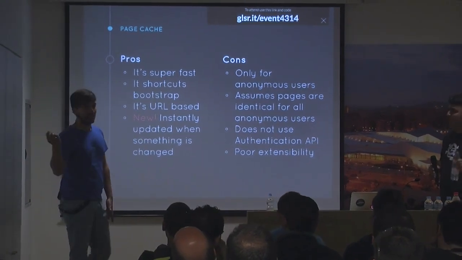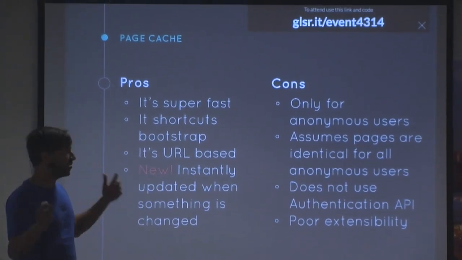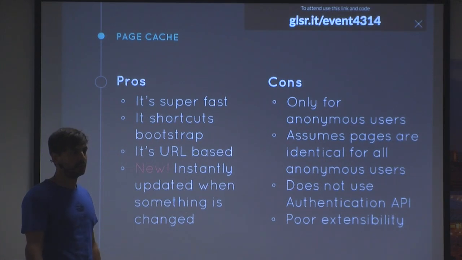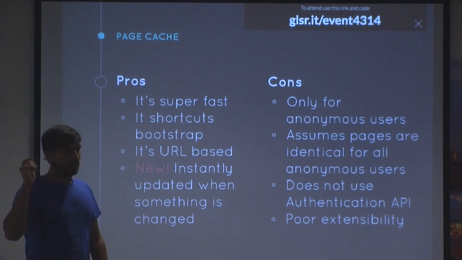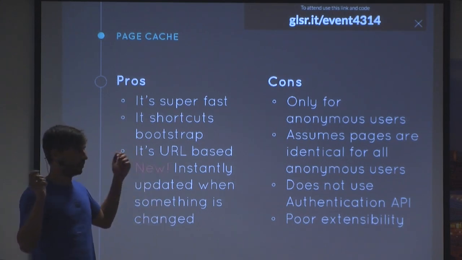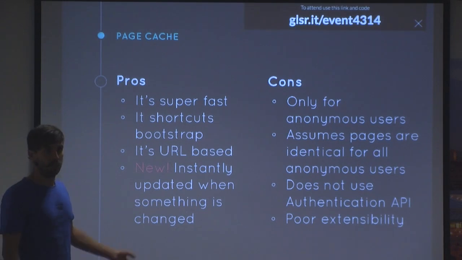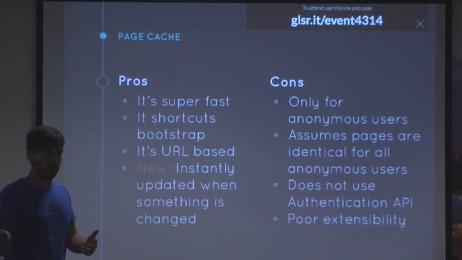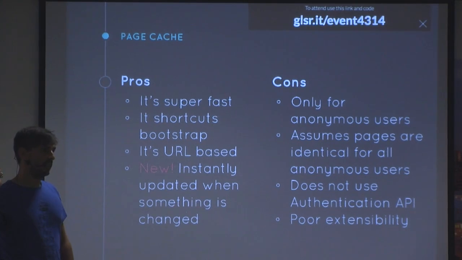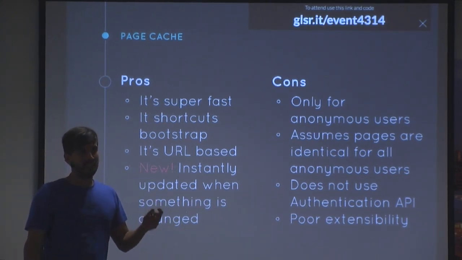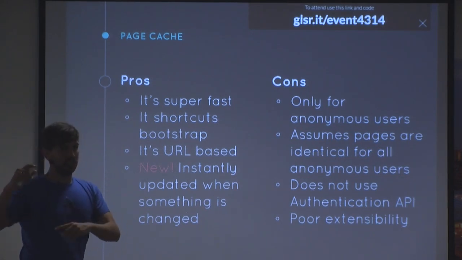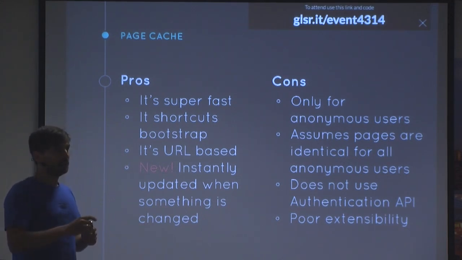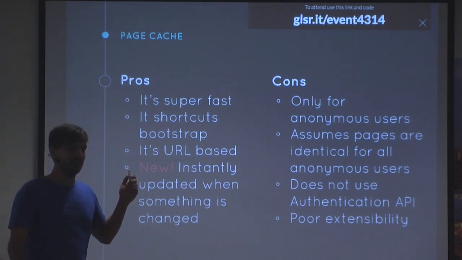So basically, if you don't know page cache, it's a URL-based caching system that takes the page and puts it in a cache, and the key is the URL. This is really good because it allows you to avoid the bootstrap from the start, right? You shortcut and you return, and you can put this in one of the swappable cache backends, and maybe you're returning from memory with memcache or whatever. This is really fast. The new thing is that the page cache is instantly invalidated when something that is in that page changes, which is really cool because you're only using a URL for the key, right? And how is that done? We'll see later.